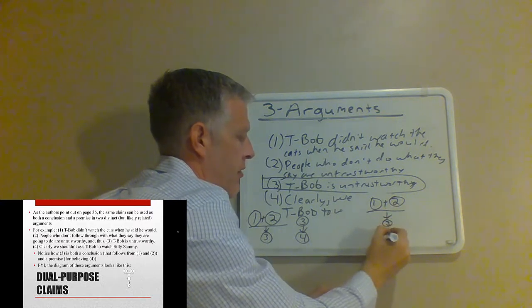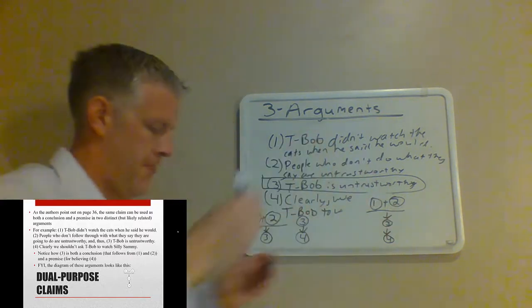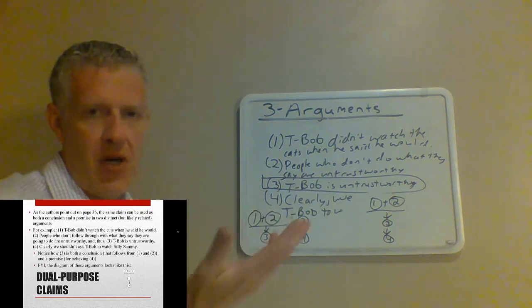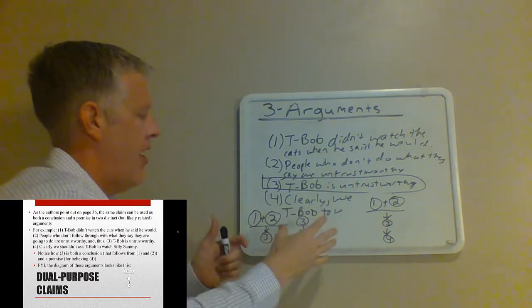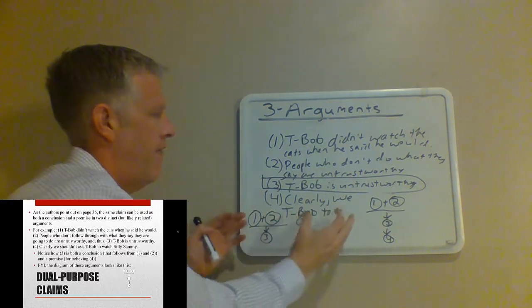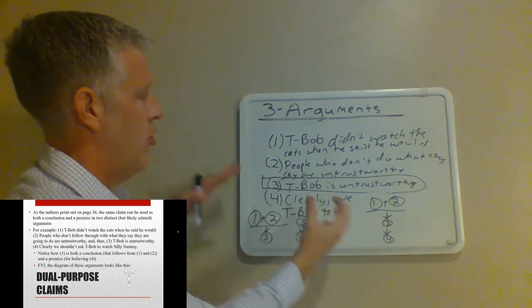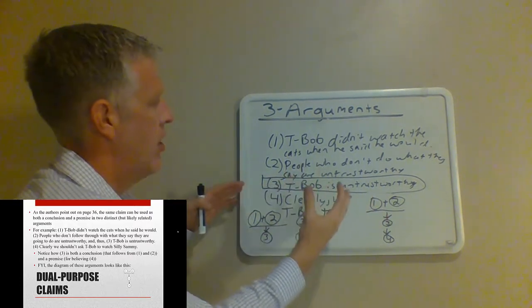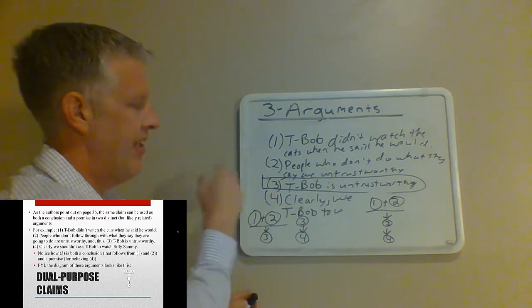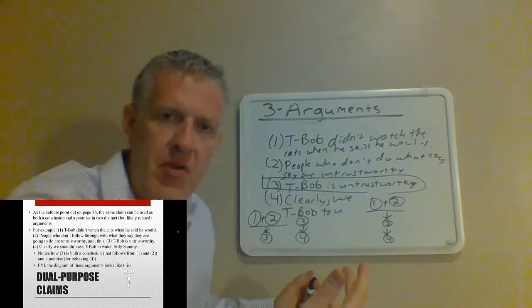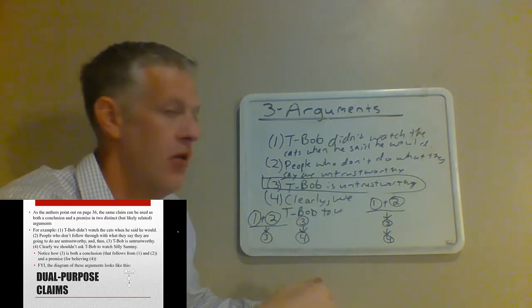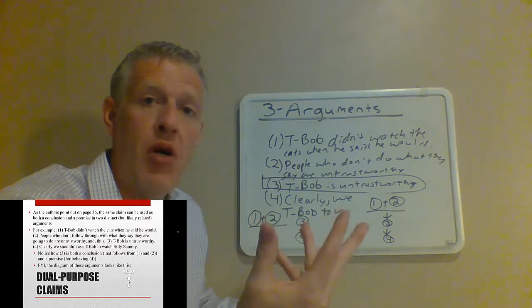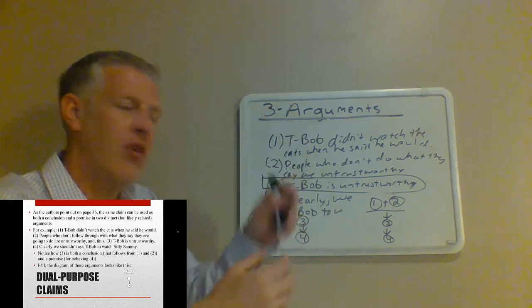This is probably how I would label it, okay? And so that gets into our diagramming, right? You can see how that can help clarify the underlying structure of the argument. So that's an example of what the authors are talking about in terms of a claim or statement that can serve a dual purpose within the larger context of what's being said.